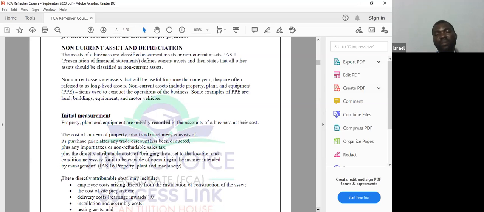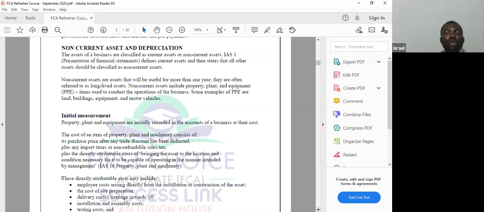Now, the initial measurement is talking about property, plant, and equipment being initially recorded in the account of the business at their cost. So whenever you want to record the PPE, it is initially recorded at cost. And what is the cost? The cost consists of the purchase price, another name for which is the listed price, or the quoted price, less trade discount, if there's any. From there, you now add all relevant and directly attributable costs to give you the total cost.